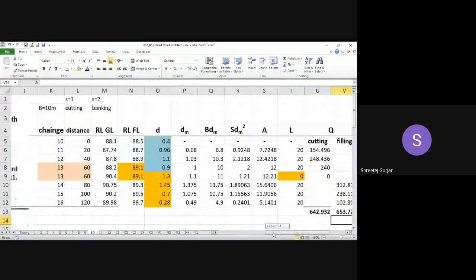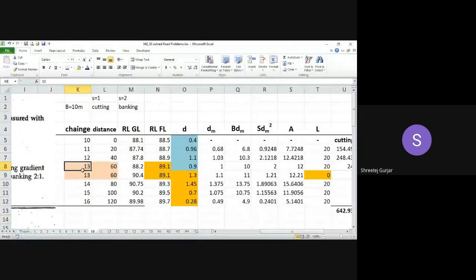The main thing that you have to remember is when you have a vertical drop, you have to mention 2 values of the same chainage where you have the vertical drop. We have a vertical drop at chainage number 13, so you have to write chainage number 13 two times. The distance is 60, you have to write it two times over here. Do not write 80, 120 and continue like that. Do not make a mistake over here.